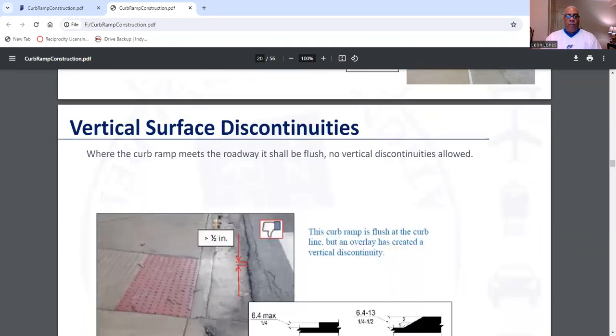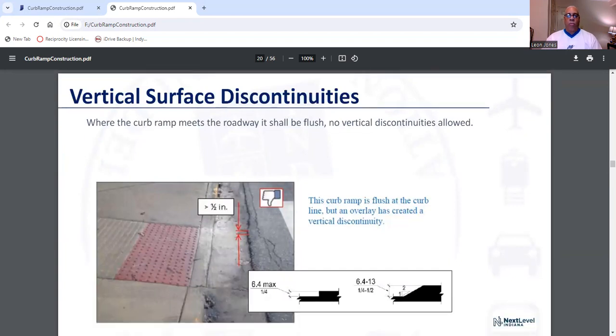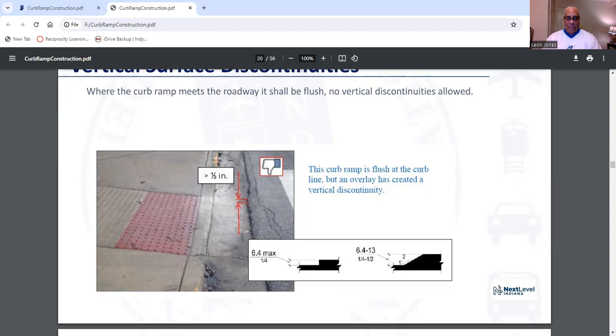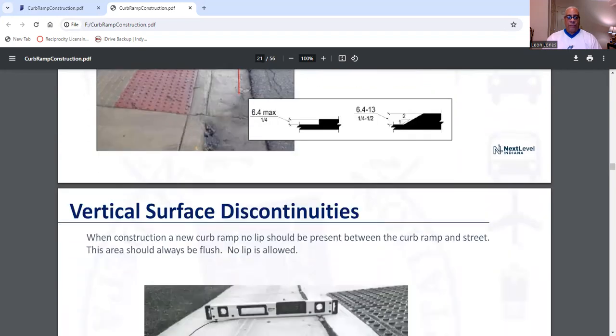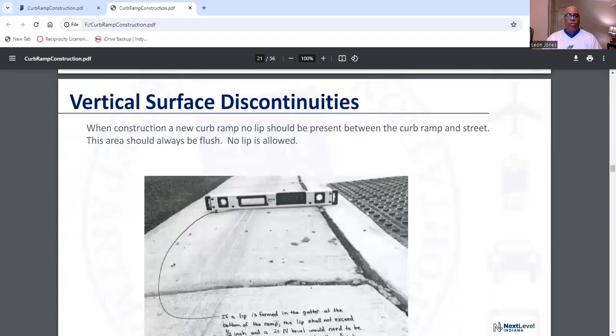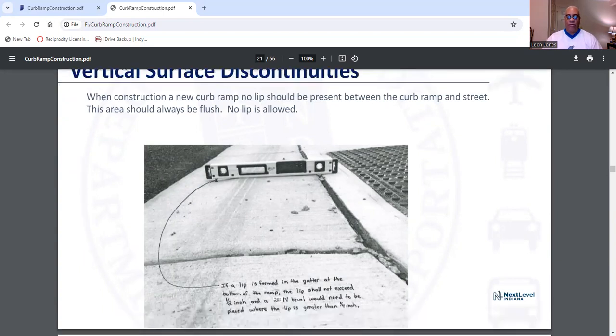Then you have your vertical surface discontinuities, and that's where the curb ramp meets the roadway. And when it meets the roadway, it should be flush. So no vertical discontinuities allowed. And you see this curb ramp is flush. Again, when construction of a new curb takes place, no lip should be present between the curb and street. This area should always be flush. No lip is allowed.